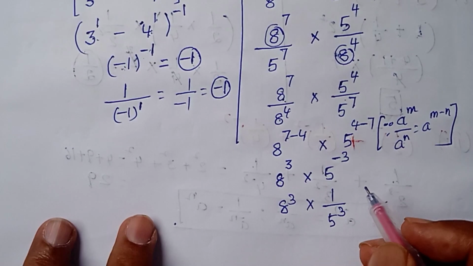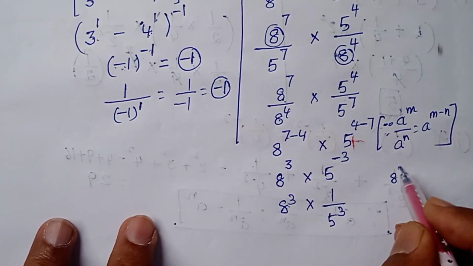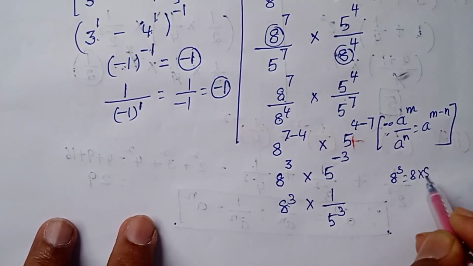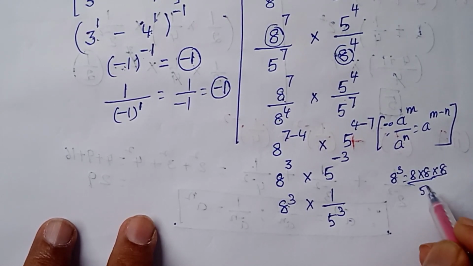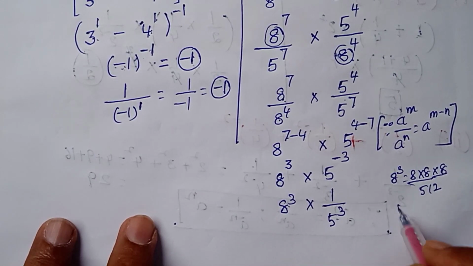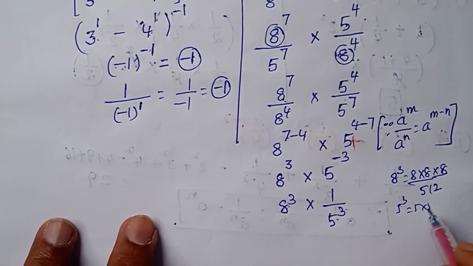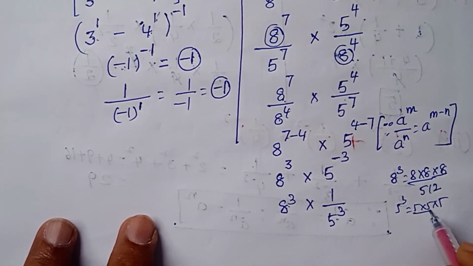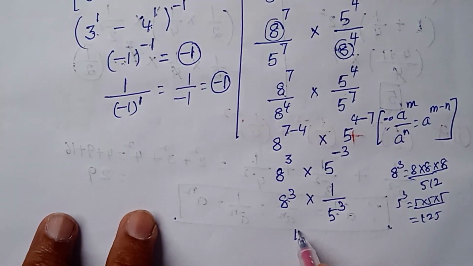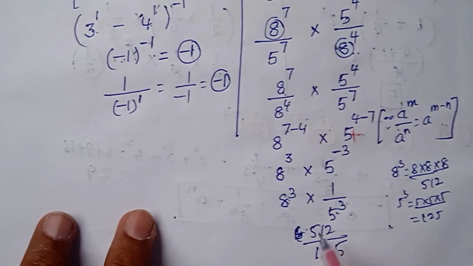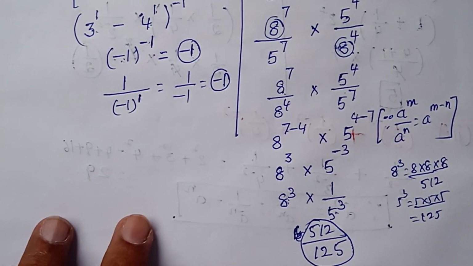Positive, let us write. So 8 cubed, what is 8 cubed? 8 cubed is 8 into 8 into 8. 8 8s are 64, 64 8s are 512. And 5 cubed is 5 into 5 into 5. 5 5s are 25, 25 5s are 125. So this can be written as 512 divided by 125. So this is the answer.